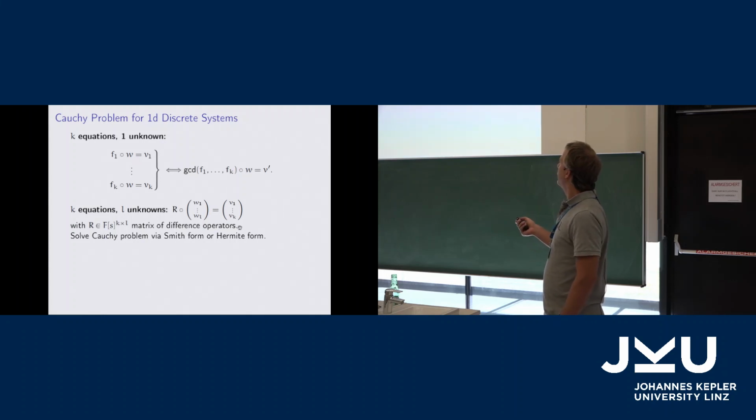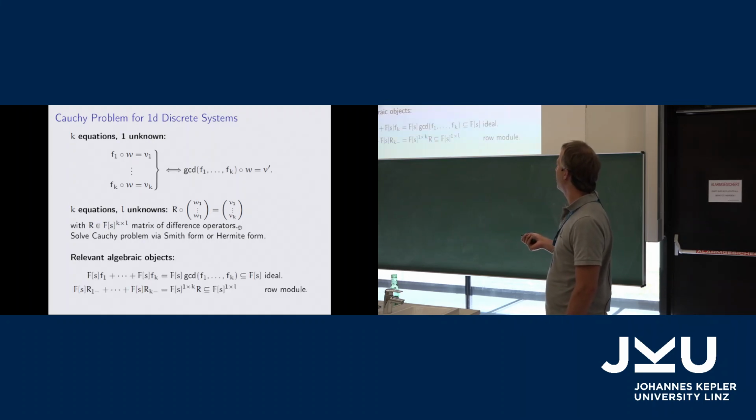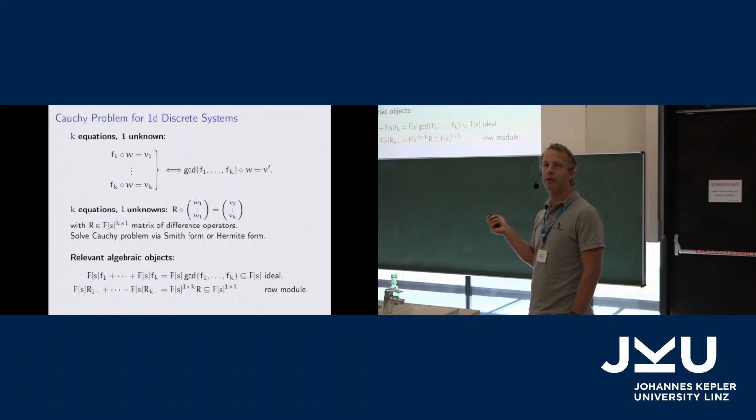If we have several equations in one unknown, in still one-dimensional systems, then we substitute these systems by the system given by the greatest common divisor of these polynomials. And for several equations and several unknowns, we have to use some kind of Smith form or Hermite form to solve the system. The important part is the relevant algebraic objects are in the first case the ideal generated by the polynomials, and in the second case it's the row module of R.